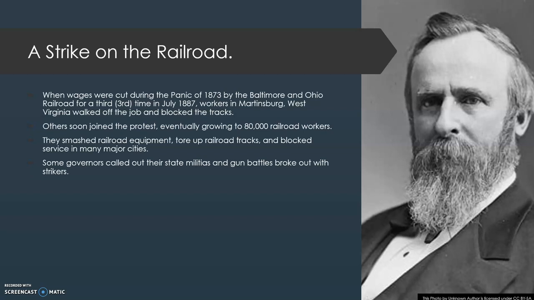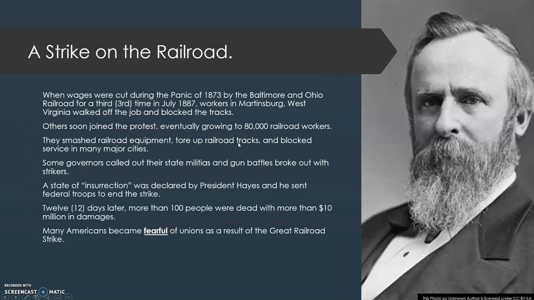Now, some governors called out their state militias, and gun battles broke out with strikers. A state of insurrection, quote-unquote insurrection, was declared by President Hayes, who you see there, and he sent federal troops to end the strike. 12 days later, more than 100 people were dead, with more than $10 million in damages.